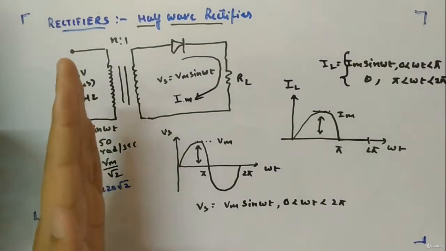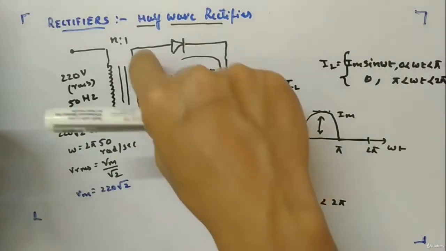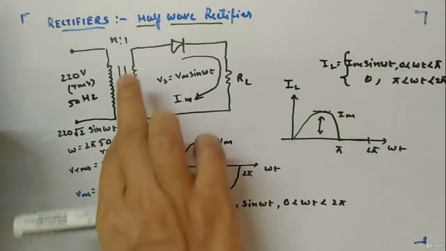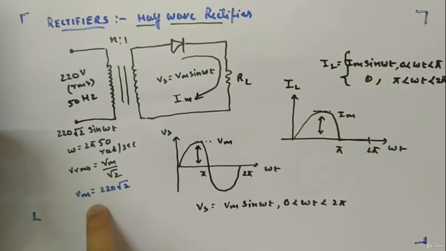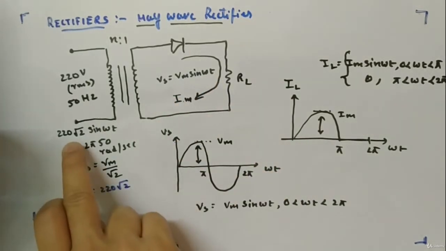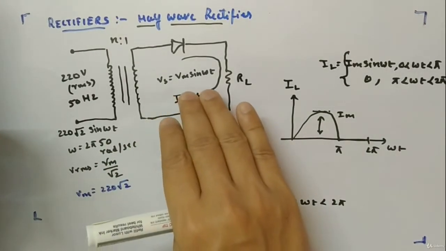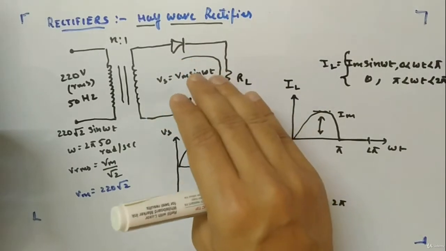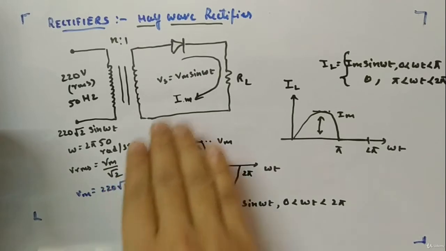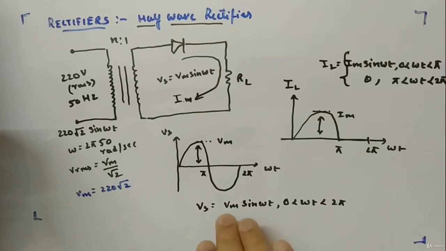So this is what you are applying from this side, and n is to 1 is the step down transformer. So the voltage at this location will be Vs is equal to Vm sin omega t. Vm is this, sin omega t, which is same as this. Depending upon the cycle, this is how the Vs will look like: a sinusoidal signal with maximum value Vm, and 2 pi is the time period with respect to omega t.